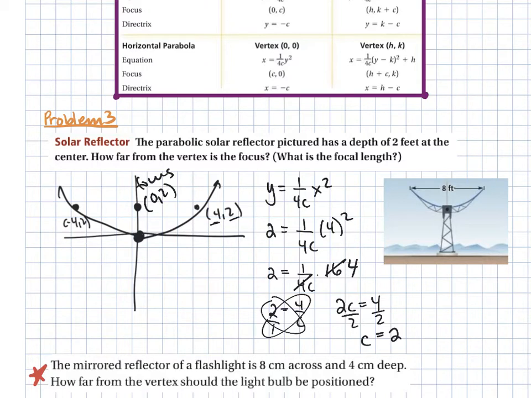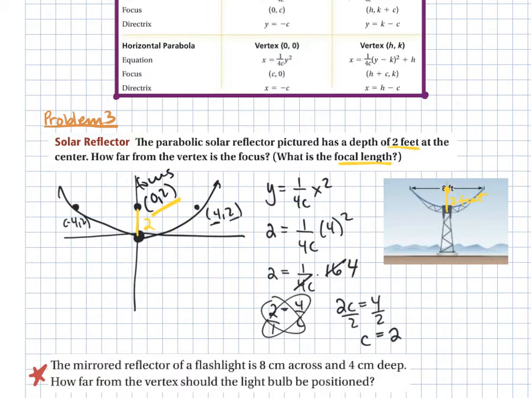Well, actually, when we started the problem, we knew the focus was right here. They told us it is 2 feet. So this is 2 feet, but we didn't necessarily know that that was the focus. And we did find out that that was the focus, so this length here is 2, and that is the focal length, the length from the vertex to the focus.